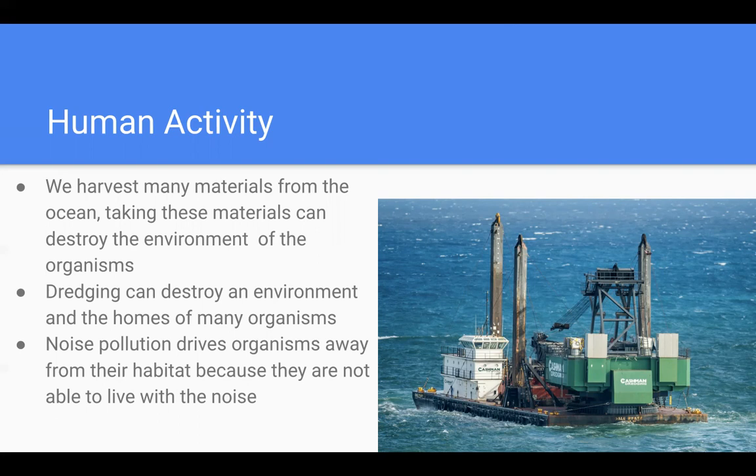Many environments are destroyed from dredging. Dredging digs up the ocean floor, creating deeper waterways. During this, the noise pollution is at a high. It destroys habitats and disrupts the routine of these animals, forcing them somewhere else to try to survive.